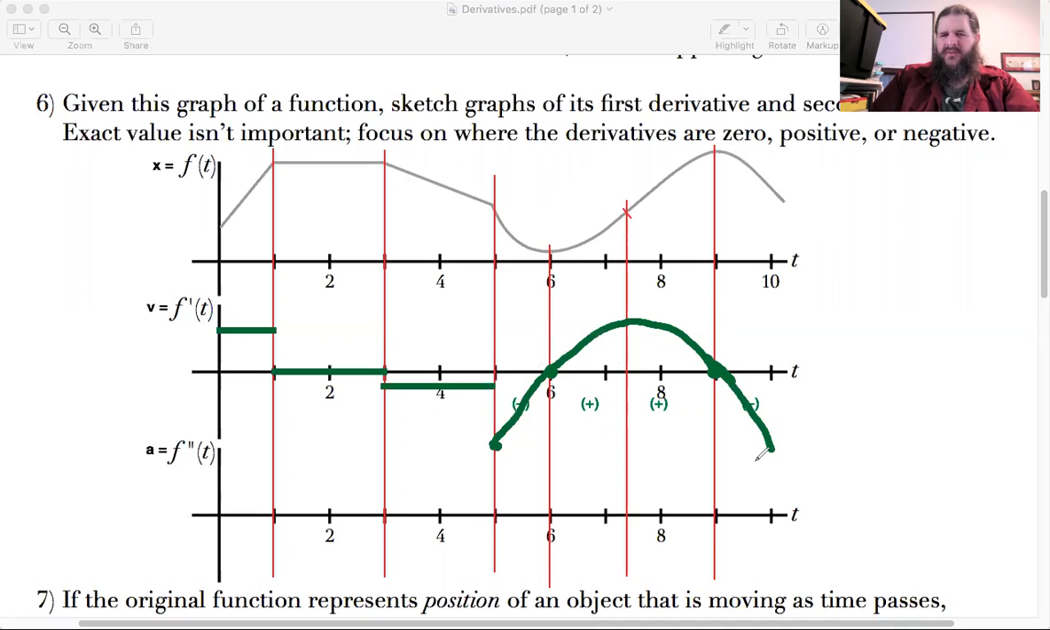So I think this is a reasonable sketch for the graph of velocity based on how the position graph's slope is changing from very negative to a little bit negative to 0 to a little bit positive to more positive to less positive to 0 and then back to negative again. So likewise, the velocity graph goes from very negative to a little bit negative to 0 to a little bit positive to more positive to less positive to 0 to negative again. So I think this is a reasonable sketch for the derivative of the original function. In other words, the velocity as time passes.